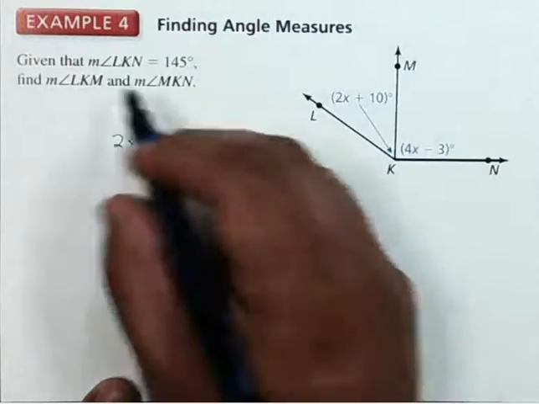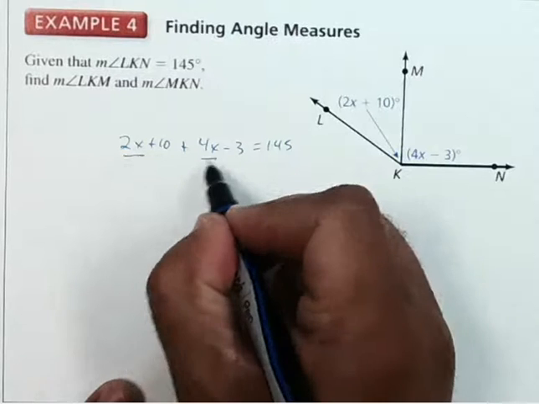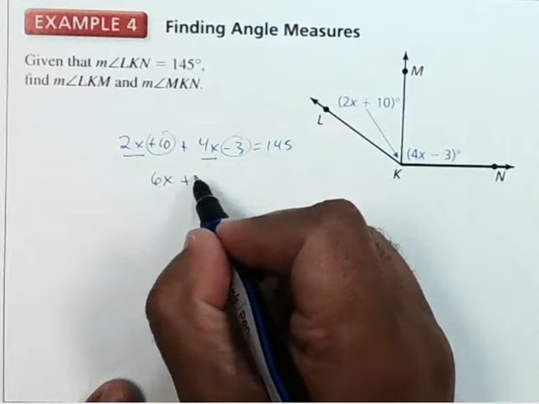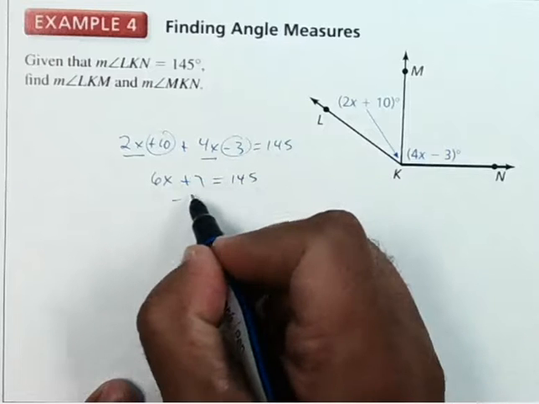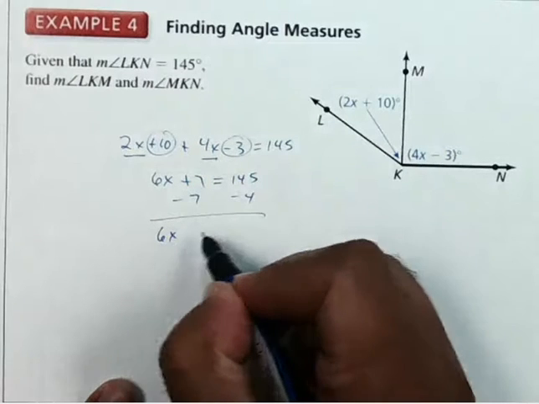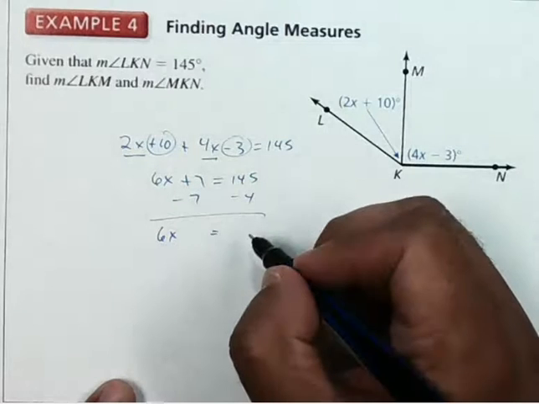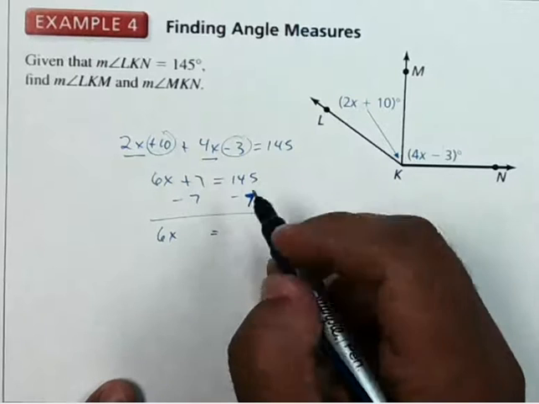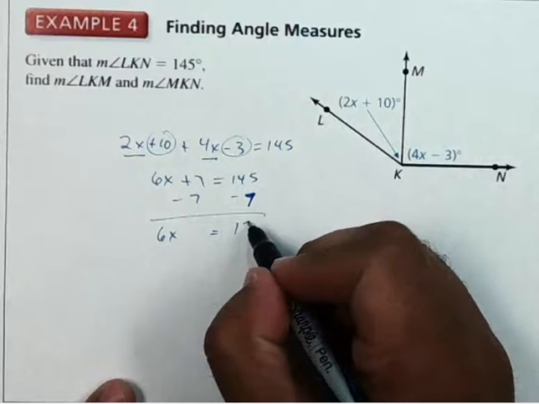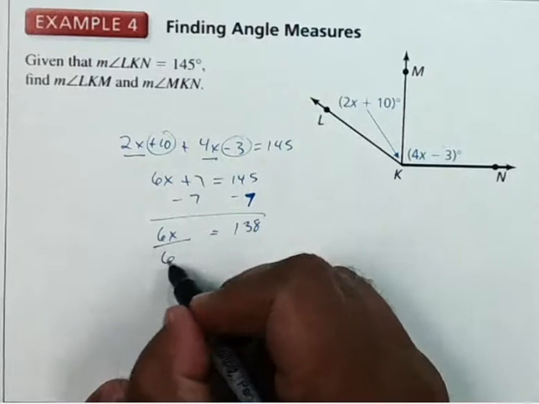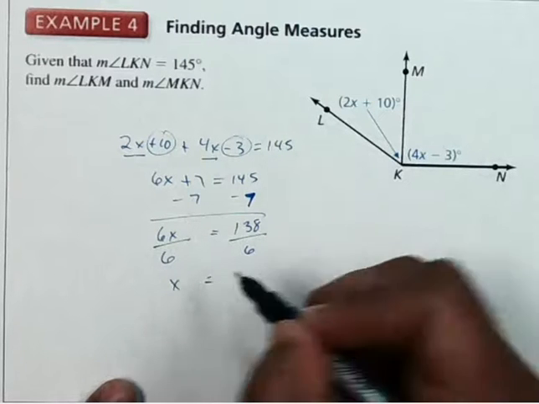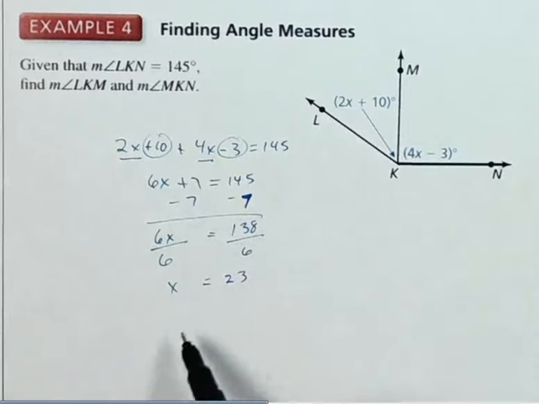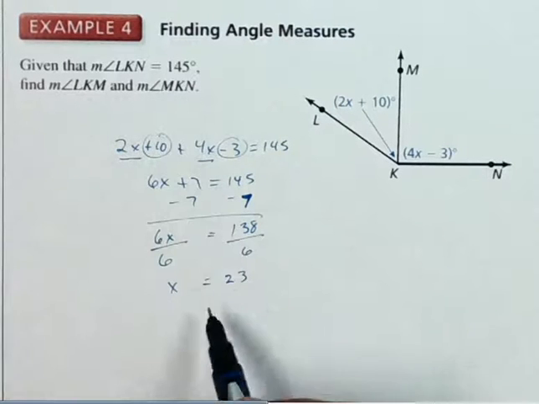All right, so I'm going to go ahead and solve this. I need to combine like terms. I have a 2x and a 4x, which makes 6x. Then if I look at the plus 10 minus 3, that's going to give me a plus 7. Then I would subtract 7 from both sides, and 6x is going to be equal to 138. Now divide by 6, and that's going to equal 23. Now notice again, I'm not done because it's actually asking me for the angle measurements, but I need x so that I can substitute.